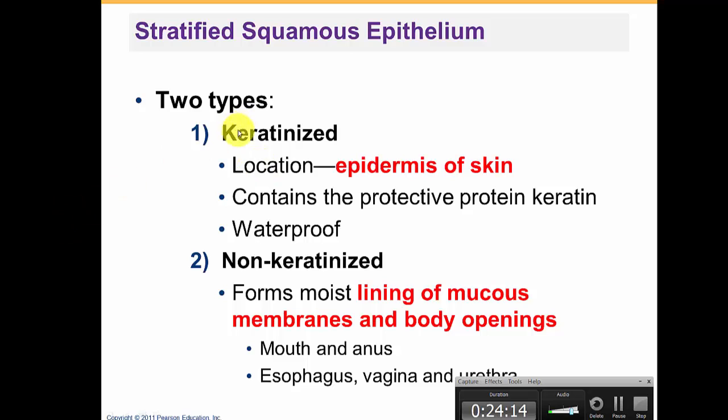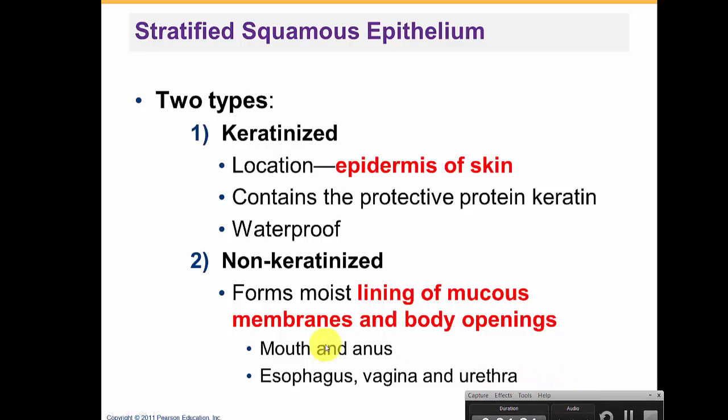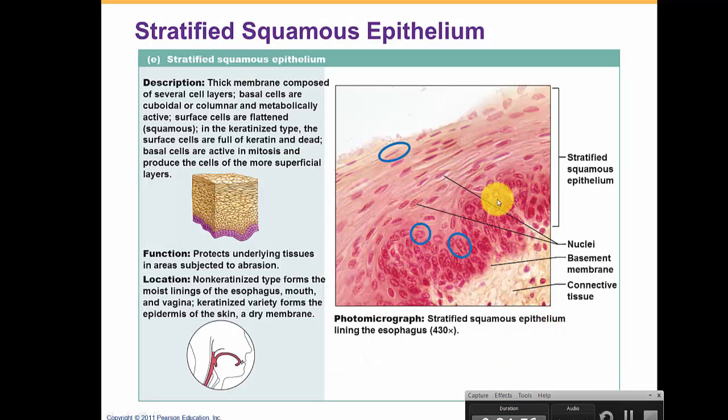So where do we find this keratinized stratified squamous epithelium? This is present in the skin, the epidermis of the skin. The non-keratinized type is present in the lining of the mucous membranes and body openings. So in areas where there's a lot of friction, for example your mouth where you're eating all the time, the anus because you're pooping every day, the esophagus because food travels through the esophagus, the vagina, there is friction, the urethra is the same thing. So here is an example of these cells.